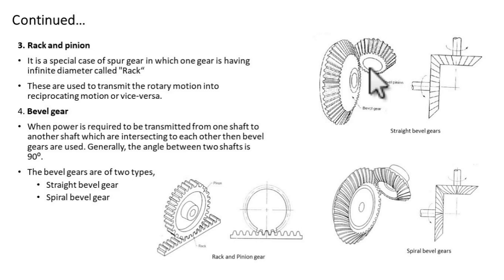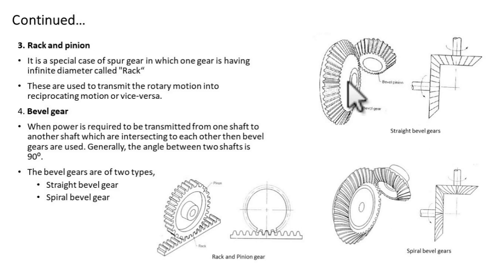What is straight bevel gear? If the teeth are parallel with the shaft, then this is called a straight bevel gear. If the teeth are not parallel like this, and are spiral in nature, then it is called spiral bevel gears. The best example application of these bevel gears is the differential gear that is used in automobiles.